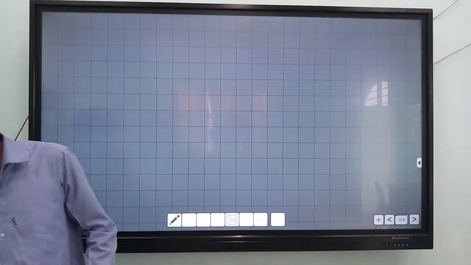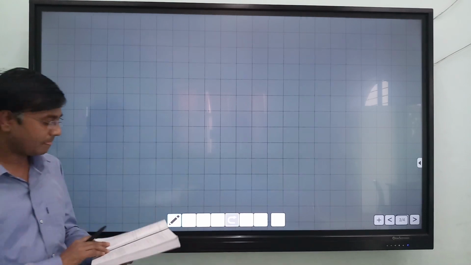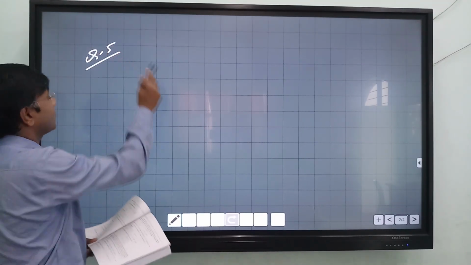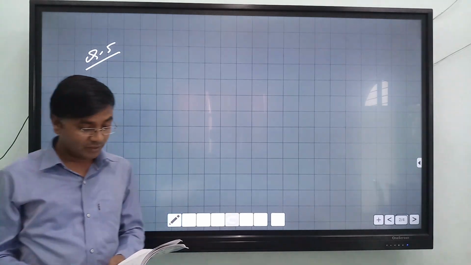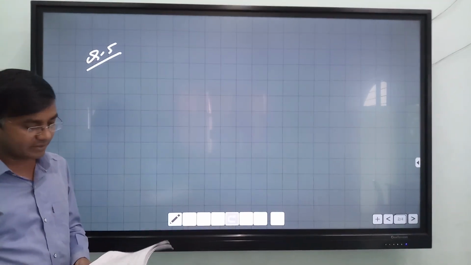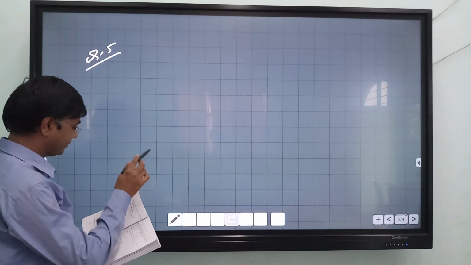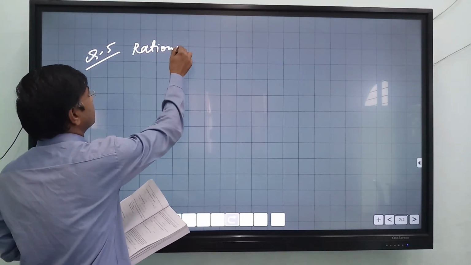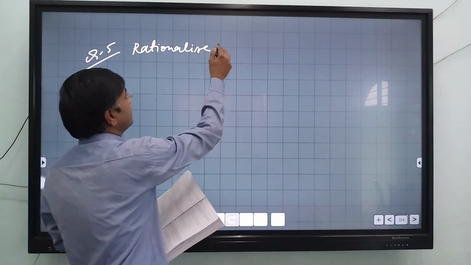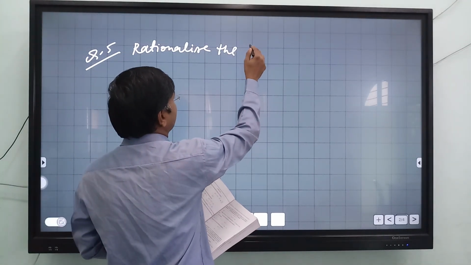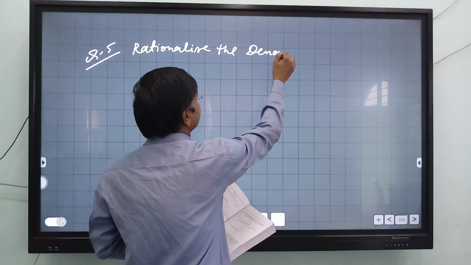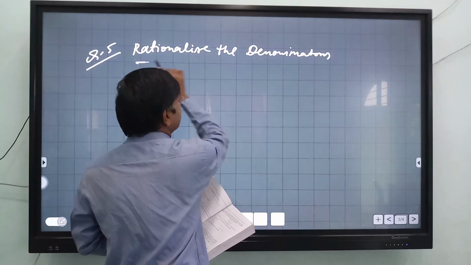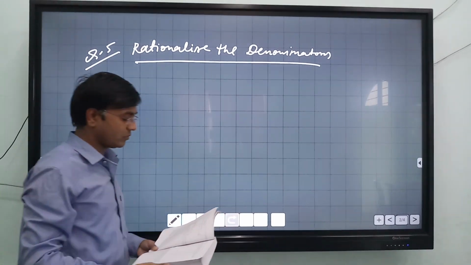The next question I am taking of the exercise. Question number 5. Rationalize the denominators. So in this question we have to rationalize the denominators. So everybody knows, denominators what?